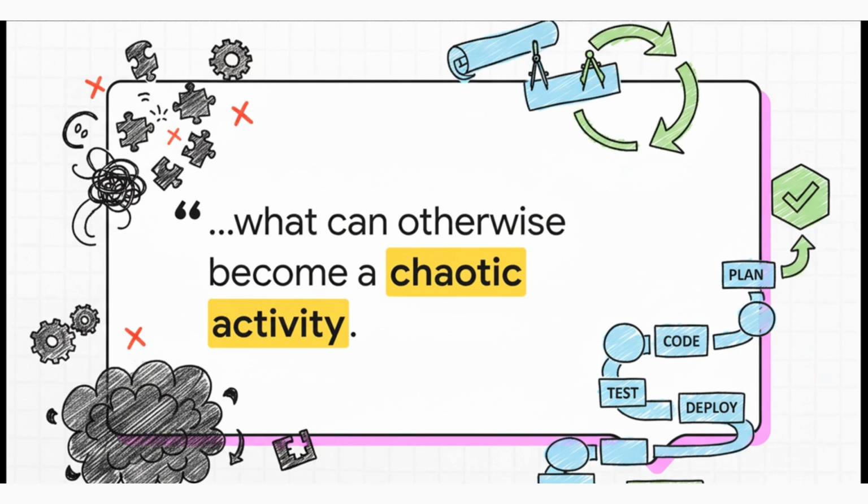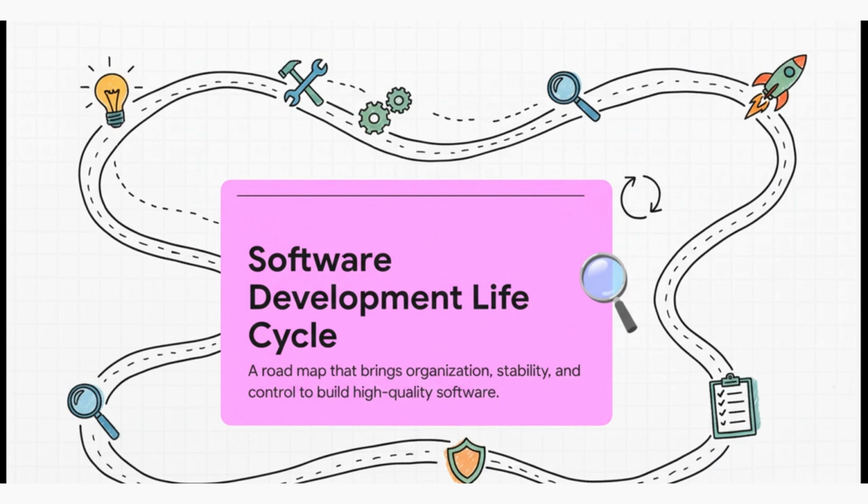So how do the pros bring order to all that chaos? They use the Software Development Lifecycle, or SDLC for short. Just think of it like a roadmap. It's this structured process that takes a team from a raw idea all the way to a finished working product. It's all about ensuring quality and control every single step of the way.